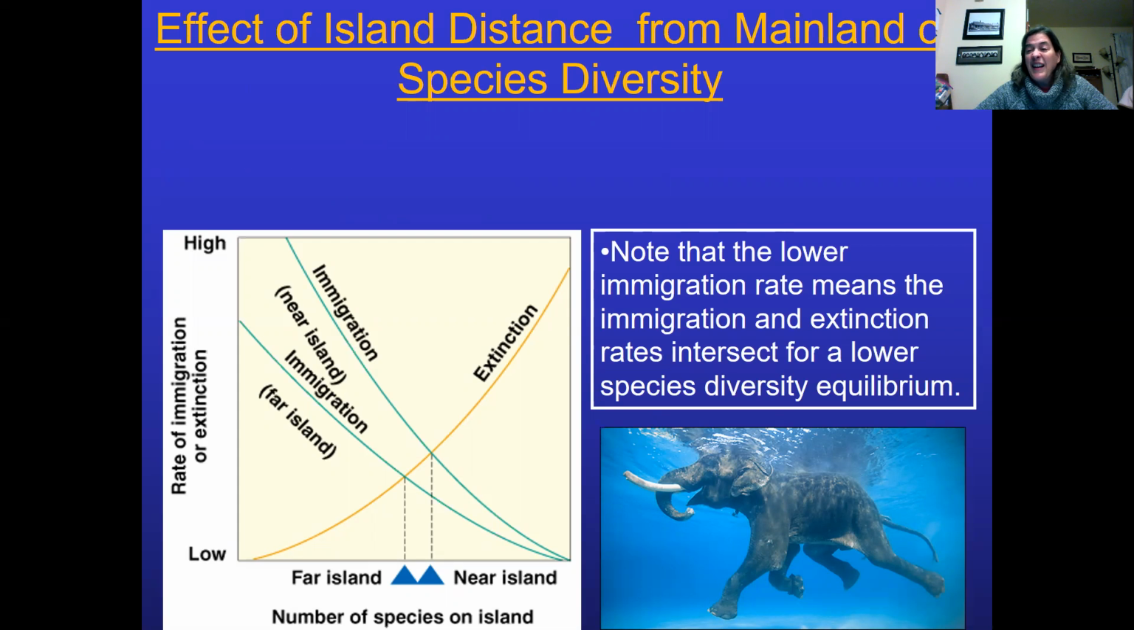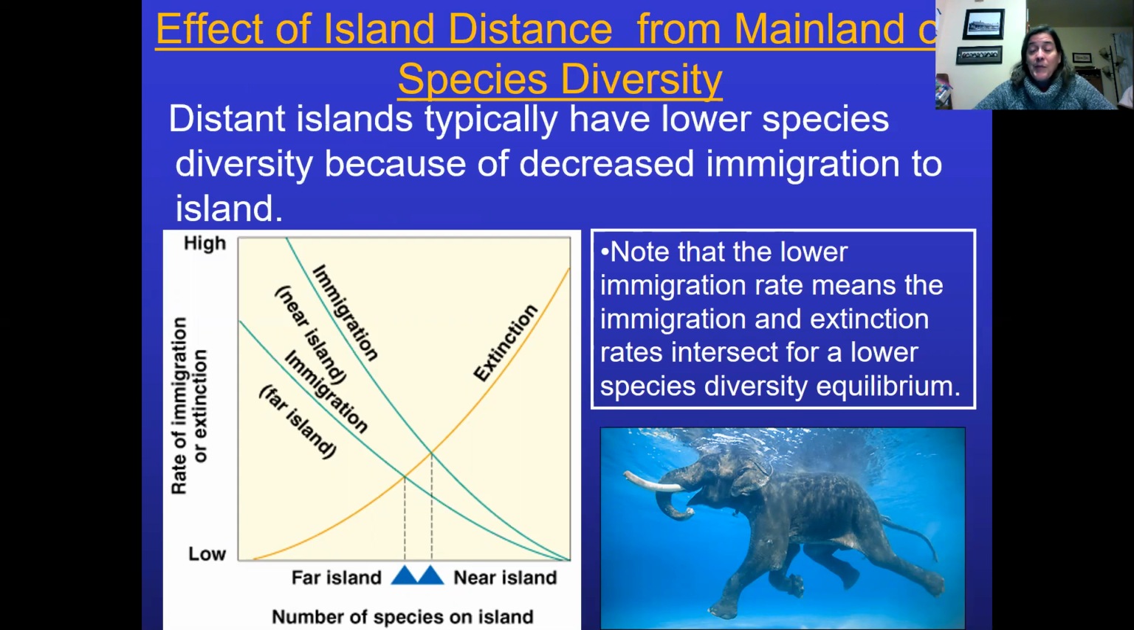One of them is how far you are from the mainland. If you're a distant island, you're going to have a lower species diversity because you're not going to have as much immigration. Seeds aren't going to be able to blow out to you, birds aren't going to be able to fly out to you, et cetera, as easily if you're far away from the mainland than if you're closer. That should be pretty straightforward. The little graph in the lower left basically shows that if you're far away, this is the rate of immigration or extinction, and this is the number of species on the island, the far island will have fewer species just because you're going to have less immigration.